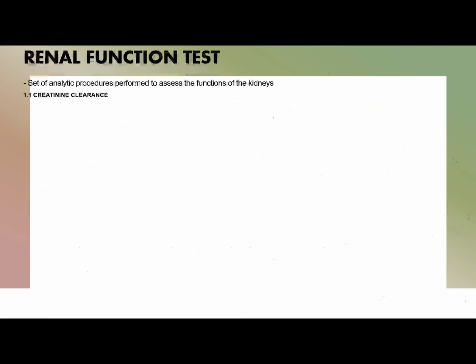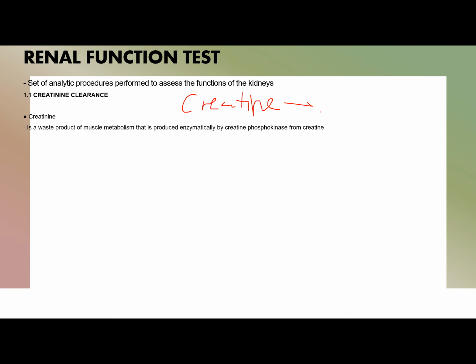Now, let's talk about the commonly done test in the country and even other countries, yung creatinine clearance test, class. So, creatinine is a waste product of muscle metabolism that is produced enzymatically by the enzyme creatine phosphokinase from creatine. So, ganito yung reaction, class. Si creatine, produced from the muscles, would be acted on by CPK. Si CPK would cause the creation of creatinine. So, ayan siya.